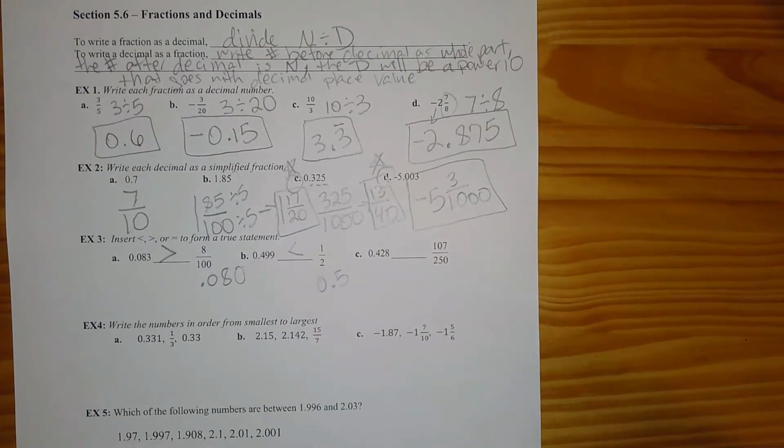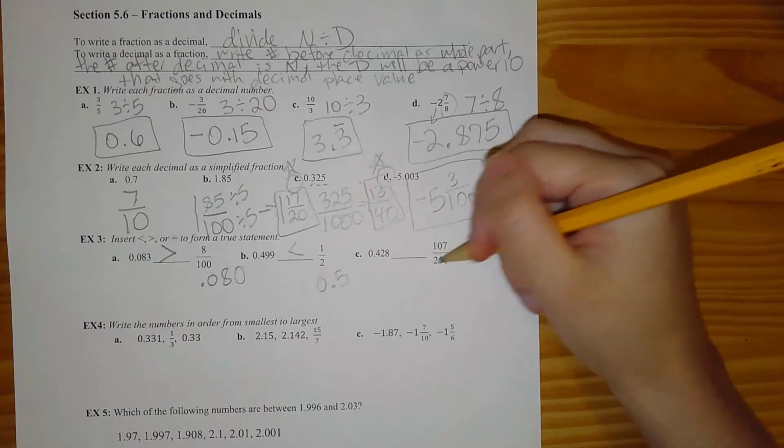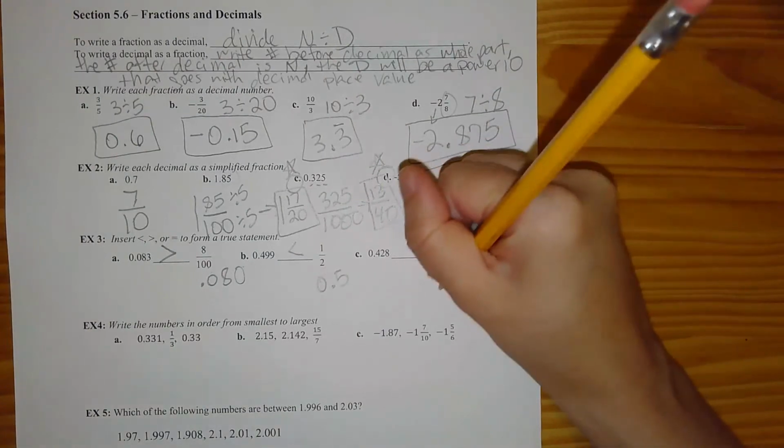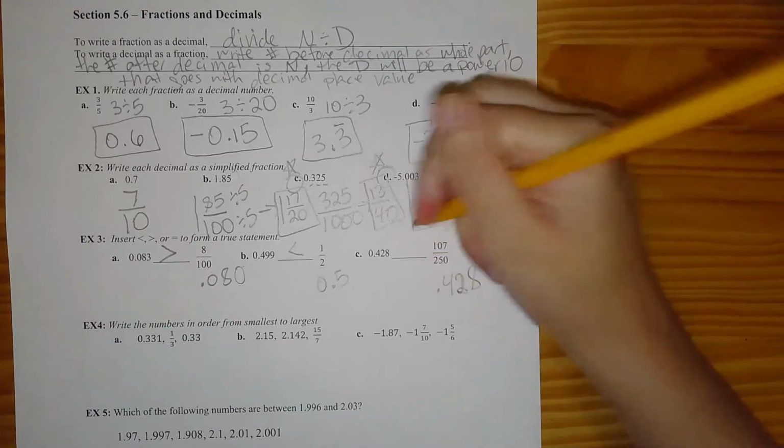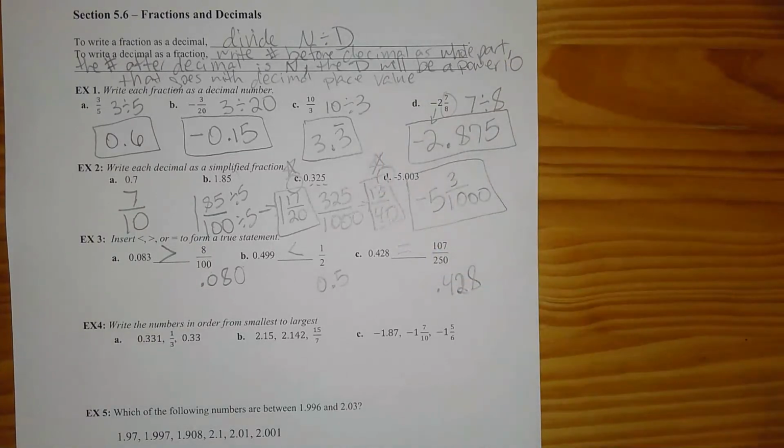Last one is 0.428, and we're comparing it to 107 over 250. If you do 107 divided by 250, you're actually going to get 0.428, and so these are the same, which means they are equal.